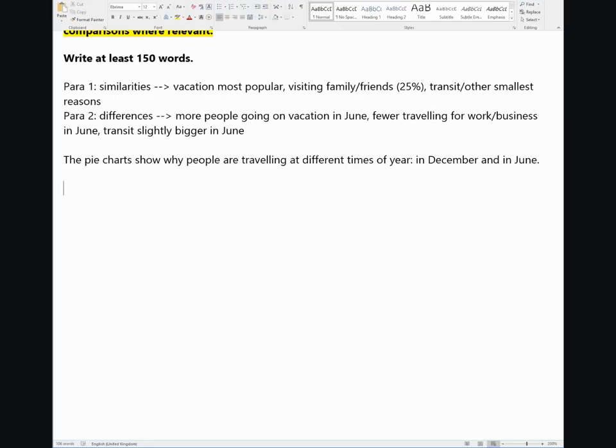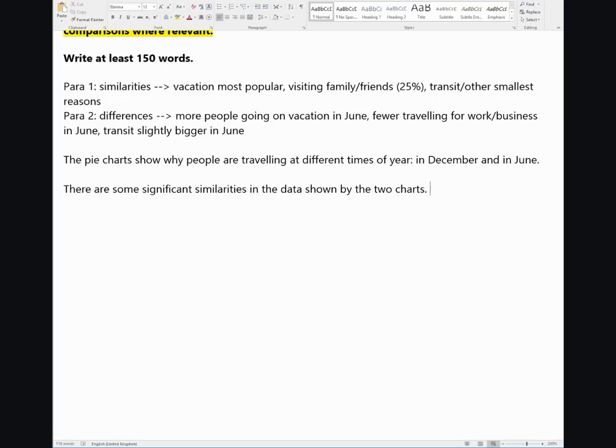So my first paragraph is similarities. I need to start with a topic sentence which clearly shows what the main focus of my paragraph is. So I need to talk about similarities. Let's add an adjective there. Significant. That's good. Significant similarities. Shown, represented. I think shown is better. Okay, so that's a good topic sentence. It shows clearly what I'm going to be talking about in this paragraph.